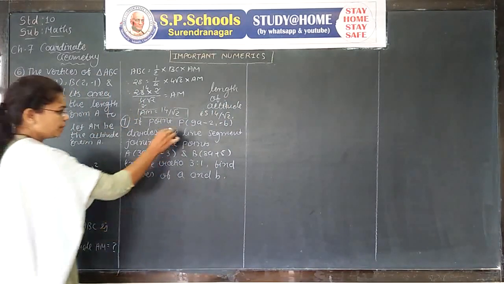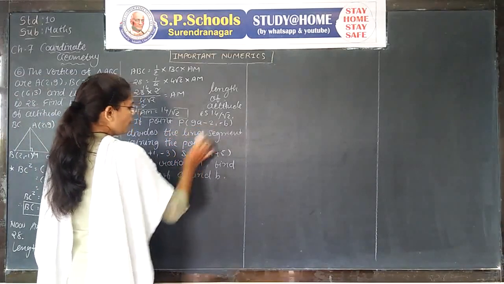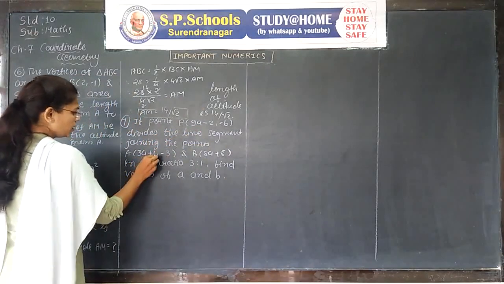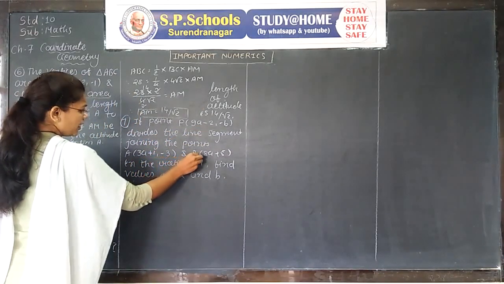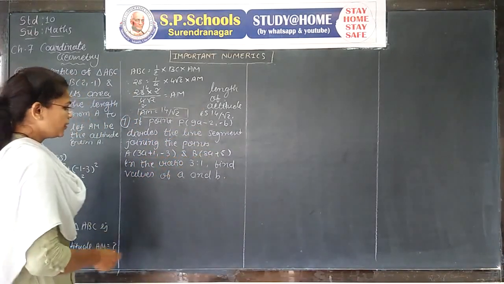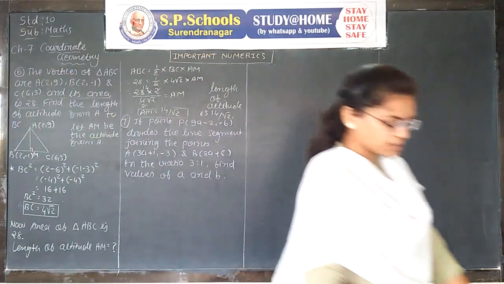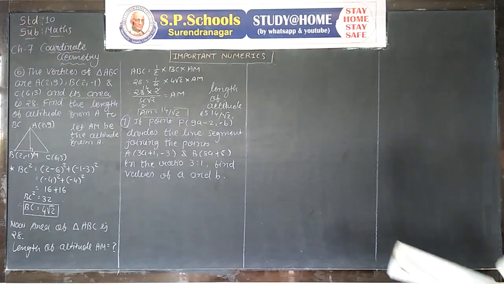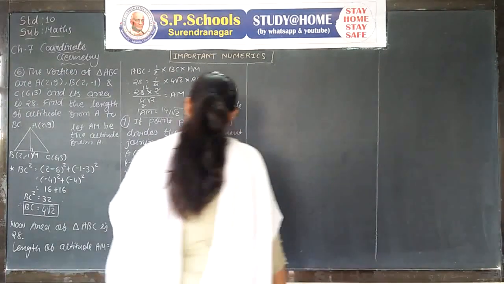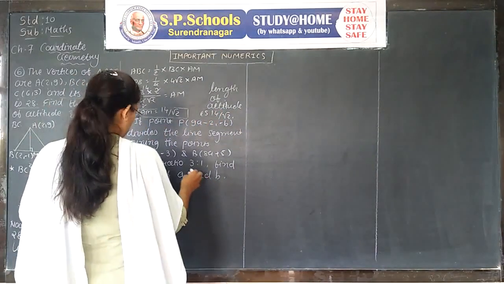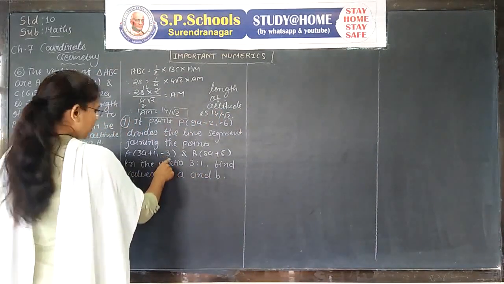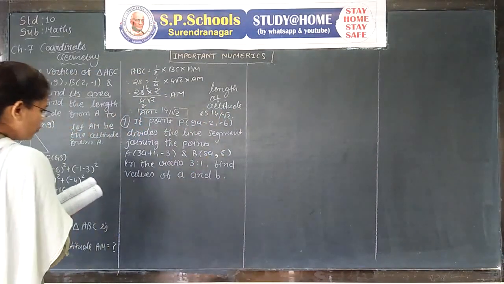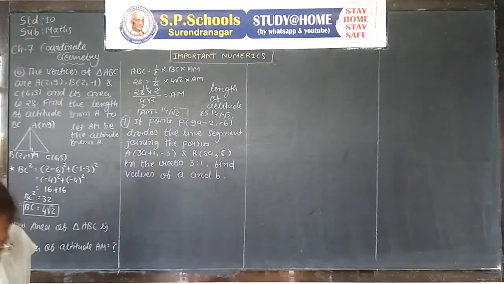If point P (9a minus 2, minus b) divides the line segment joining the points A (3a plus 1, minus 3) and B (8a plus 5). It is an incomplete question. Let's see the coordinates of point B. B is (8a, 5), not 8a plus 5, it is 8a comma 5.